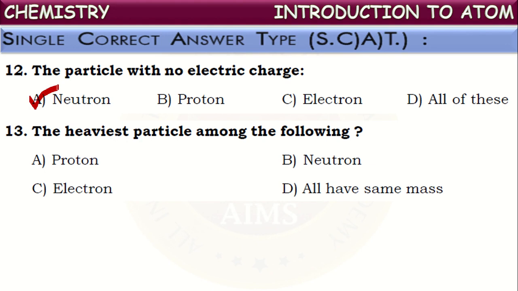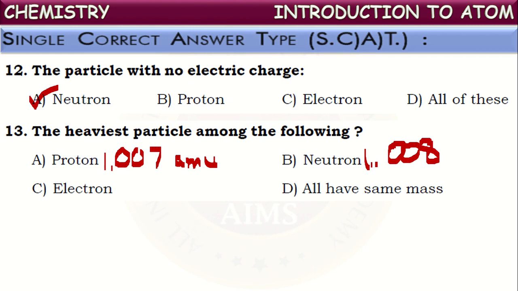But to say in common, the mass of proton and neutron is considered as nearly 1 AMU, 1 atomic mass unit, and the mass of electron is considered as negligible when compared to the mass of these protons and neutrons. But to say accurately, the mass of proton is 1.007 AMU, whereas that of neutron is 1.008 AMU. Means the mass of neutron is slightly greater than that of proton.